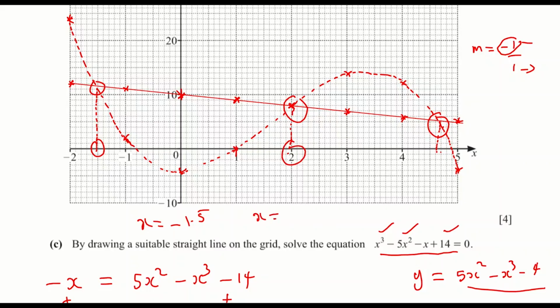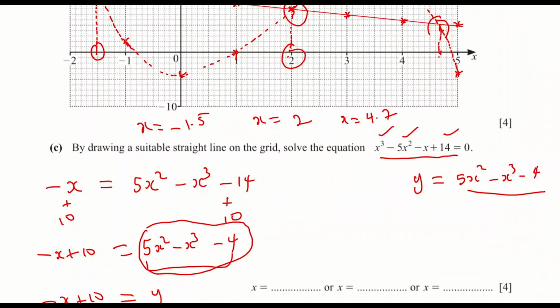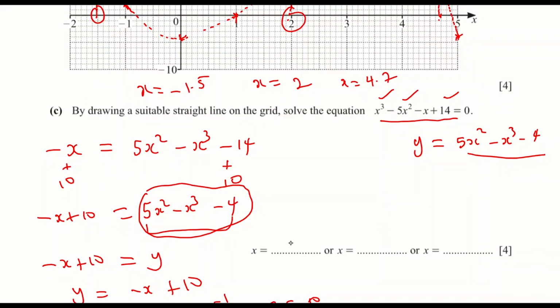So x equals 2. And here, okay, I think this should be a straight line like this. Sorry, should be around here. Okay, so close to this line. So this will be 4.5, 4.6. So it's between 4.6 and 4.7. Okay, so I can just say 4.65 or 4.7. So x equals 4.7. Okay, so we can write our answers here. So x equals minus 1.5, x equals 2, x equals 4.7.